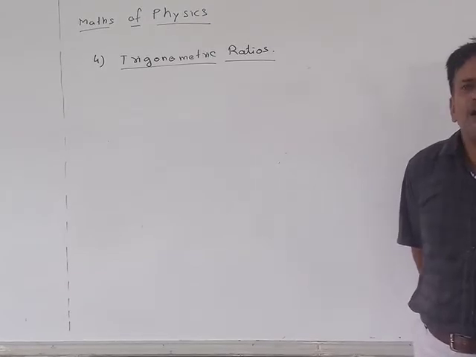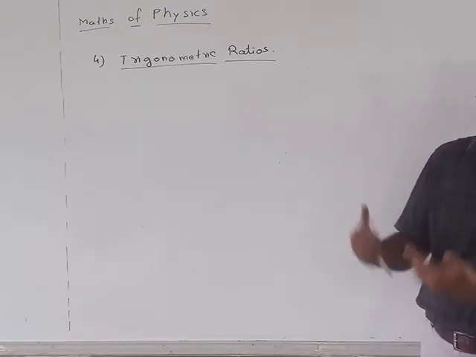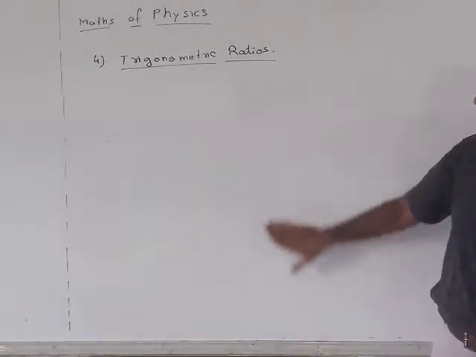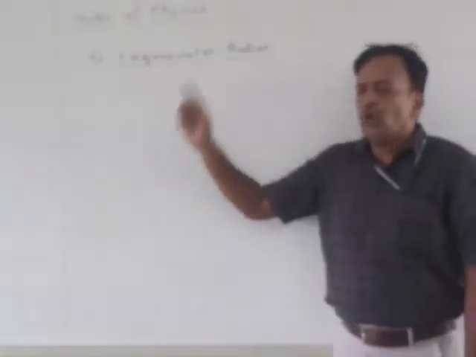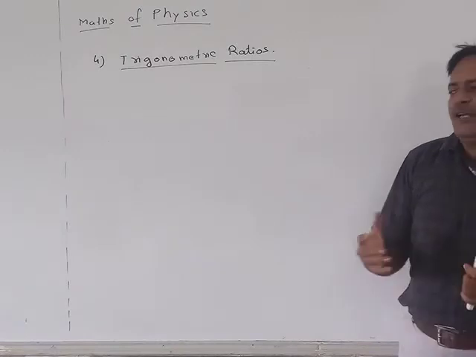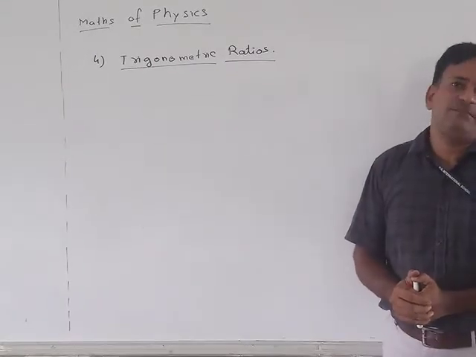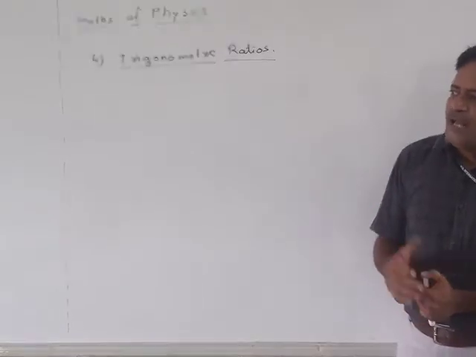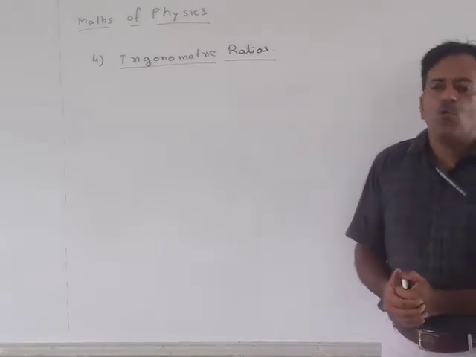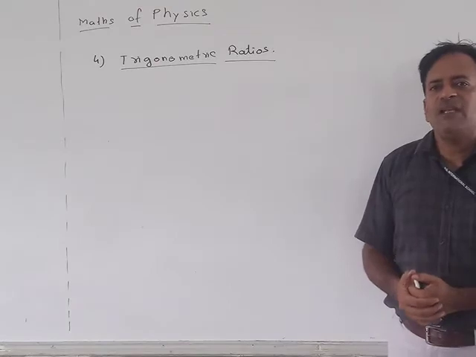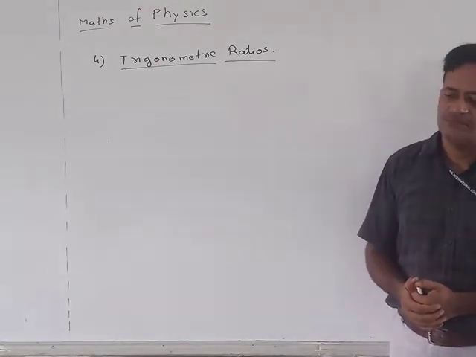So what are trigonometric ratios? Ratio, you understand, one number divided by other is ratio. Trigonometry means measurements taken on a triangle. Now, what kind of triangle you have been learning all these years? A special kind of triangle, the right angled triangle.